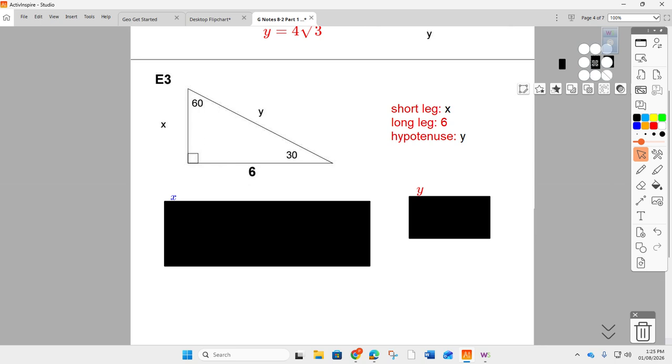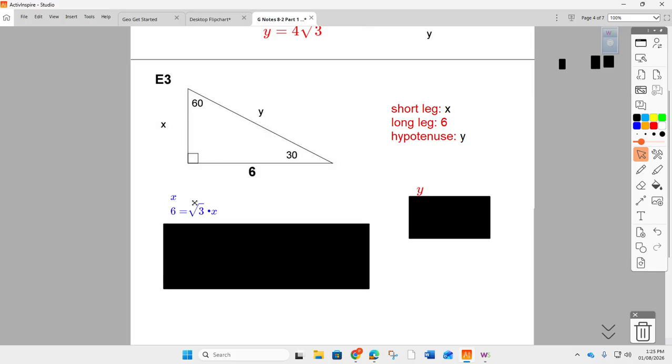Now remember, we don't have a relationship that we've learned between the long leg and the hypotenuse. We've got to work with the long leg and the short leg. Y'all with me? So the long leg is, so that's going to be 6 equals, right? Equal sign translates as is. So the long leg, in this case, 6 is equal to the square root of 3 times the short leg.